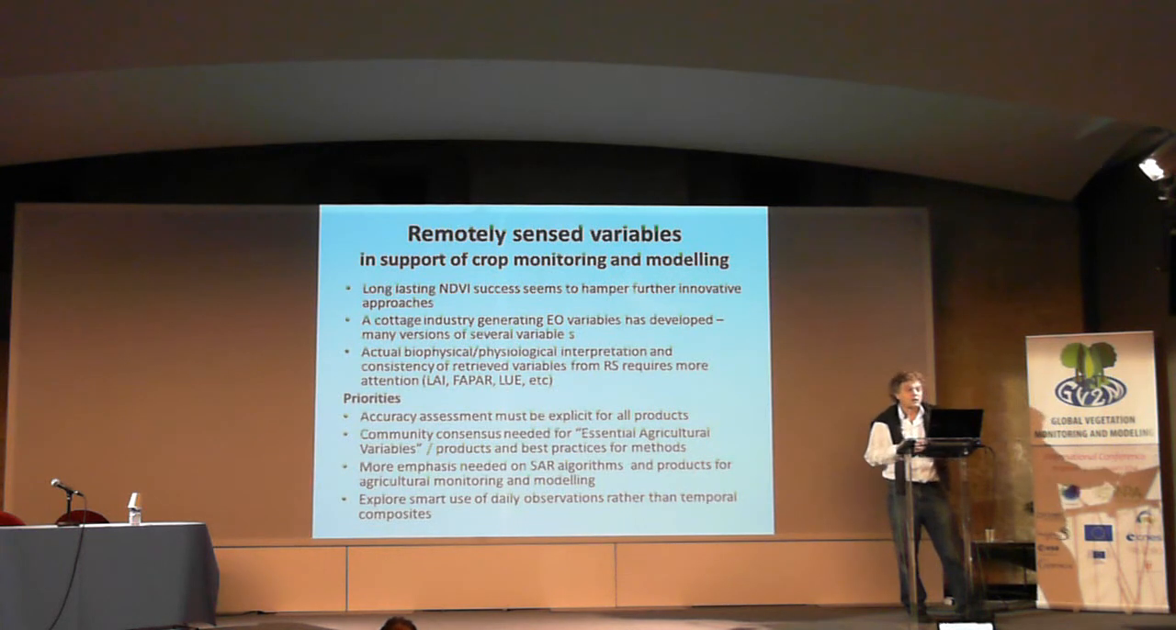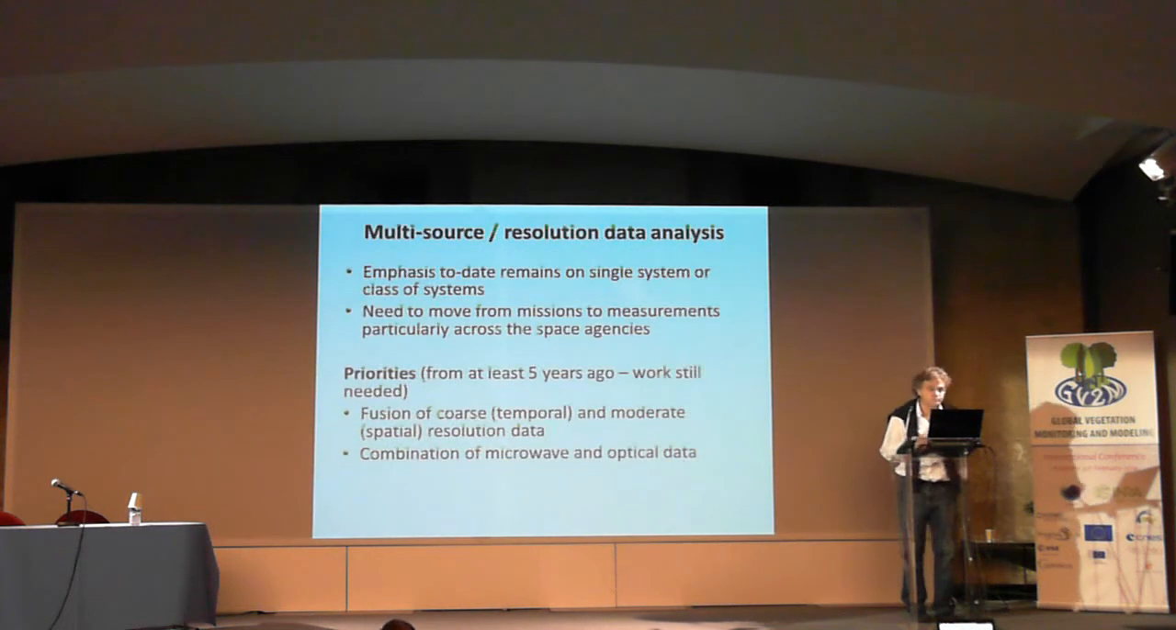More emphasis is needed on SAR algorithms and products for agriculture. There's some nice work going on in Canada that some of us have seen, while other people are ignoring it. We're looking at SAR, of course, for rice production, but I think there's also application, as we saw in one of the presentations, for different times of the growing season. We can use that. And explore smart use of daily observations rather than temporal composites, which smooth out a lot of the information.